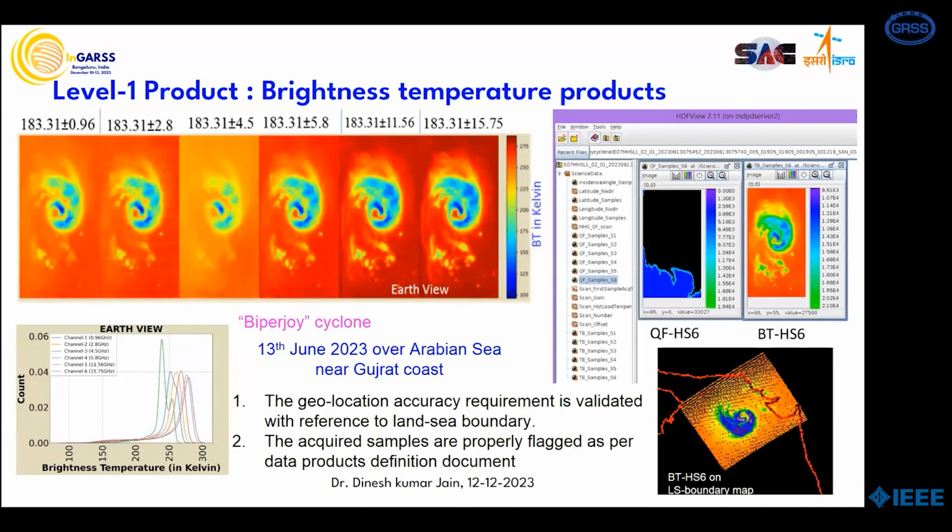The variability of BT over the MHS channels has been displayed using the Biparjoy cyclone, acquired on 13 June 2023 over the Arabian Sea near the Gujarat coast.